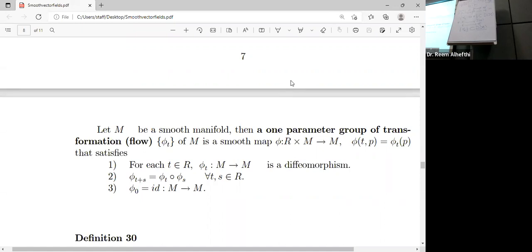satisfying that phi of t plus s is phi t composed with phi s, and phi 0 should be the identity. Yes, please. How is it related to the integral curve? That we are coming to now.